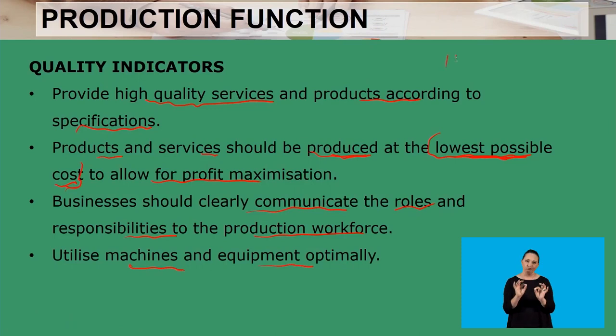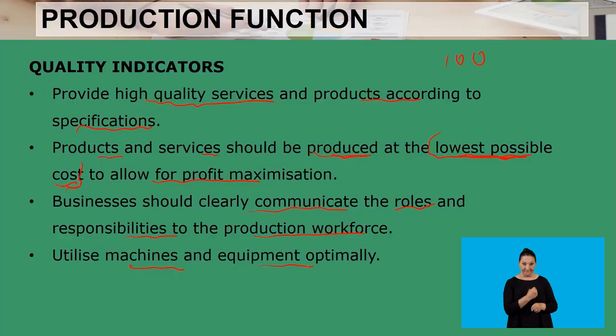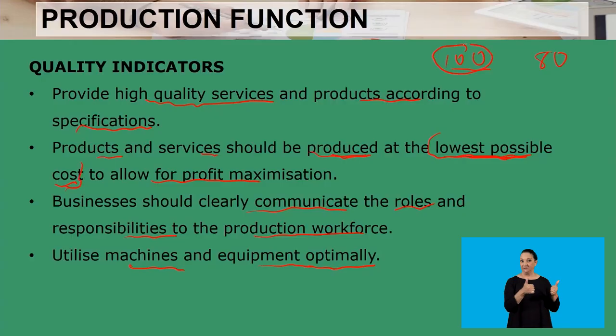If the machine has to produce 100 products per day, what we mean by the machine achieving its optimal level is that it has to produce 100. But if the business produces 80, it means the production function is not contributing to the success because they are not reaching the target. The target of the machine is 100, so you need to achieve that 100. You should not achieve 80, because it means you are underutilizing the machines and you are not contributing to the success of the business. So that's what we mean by how the production function can contribute to the success of the business.